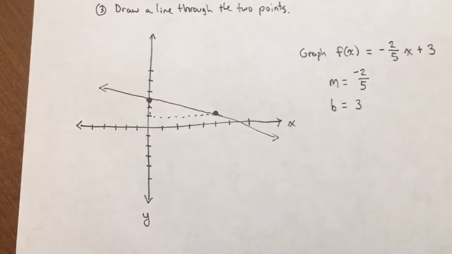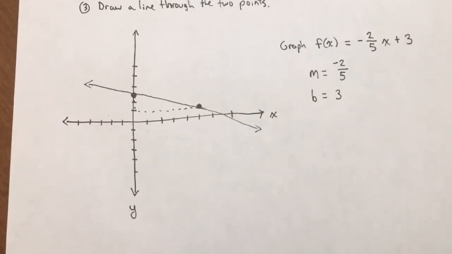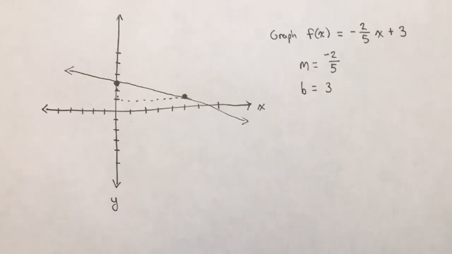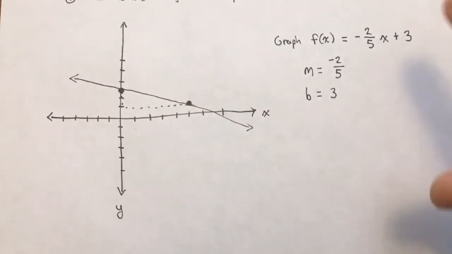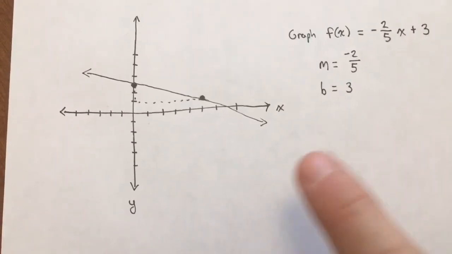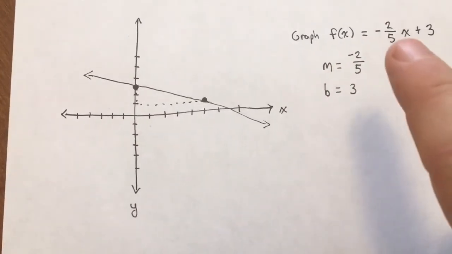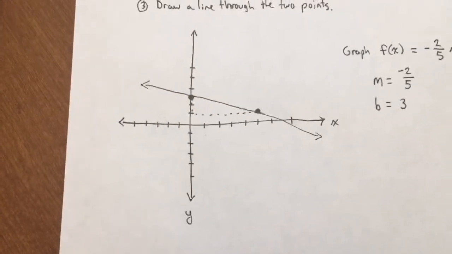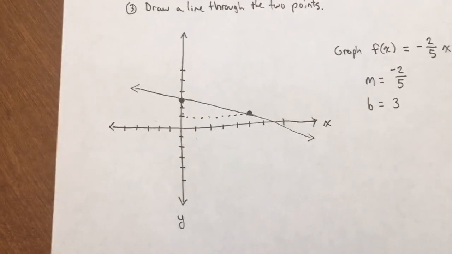And so the great thing about this is that if you remember in the past when we graphed function rules, I had you make an XY table. And so this bypasses all that work that's needed to create an XY table and pick values to test for X. But if you follow these basic rules here, you can draw a line every single time.